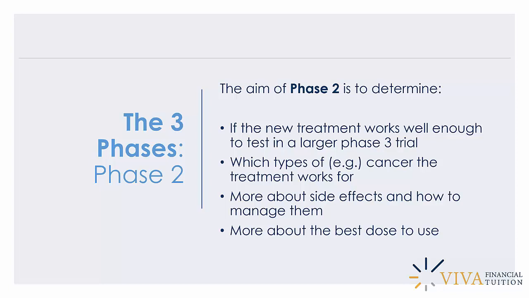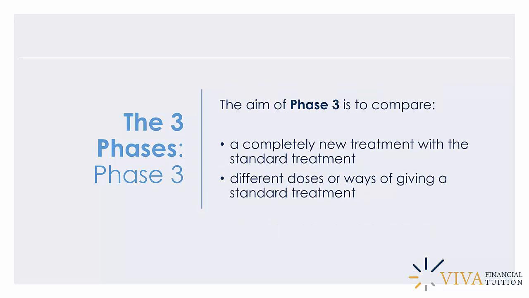What types of cancer, if that's the disease being looked at, the treatment works for. It might be that the treatment works better for certain kinds of a disease than others, or certain strains of a disease. More about the side effects and how to manage them, and more about the best dose to use. And then finally, that crucial, critical phase 3 usually is used to compare a completely new treatment with the standard treatments that are already out there, and look at different doses or ways of giving and administering a standard treatment as well. This can be done in phase 3 if they're using, for example, an existing drug for new indications for treating other diseases.